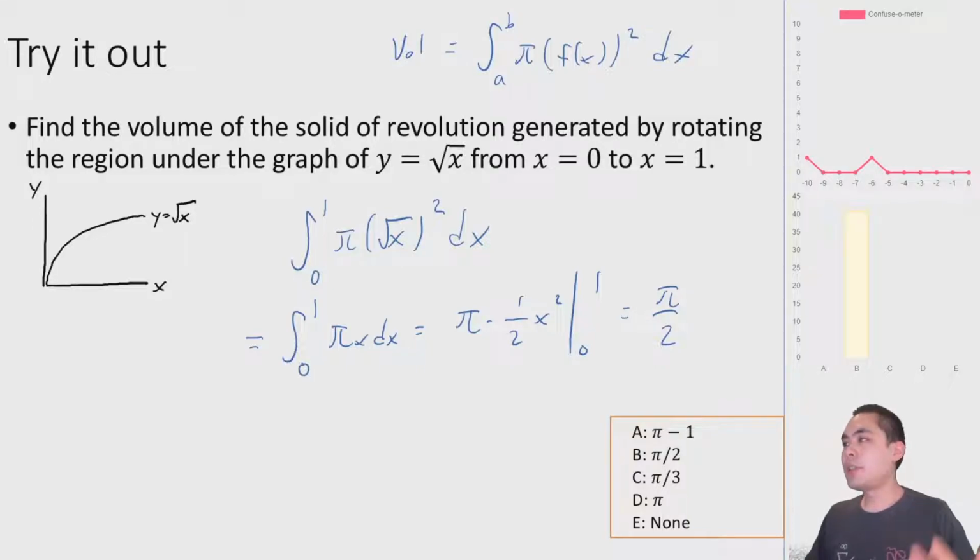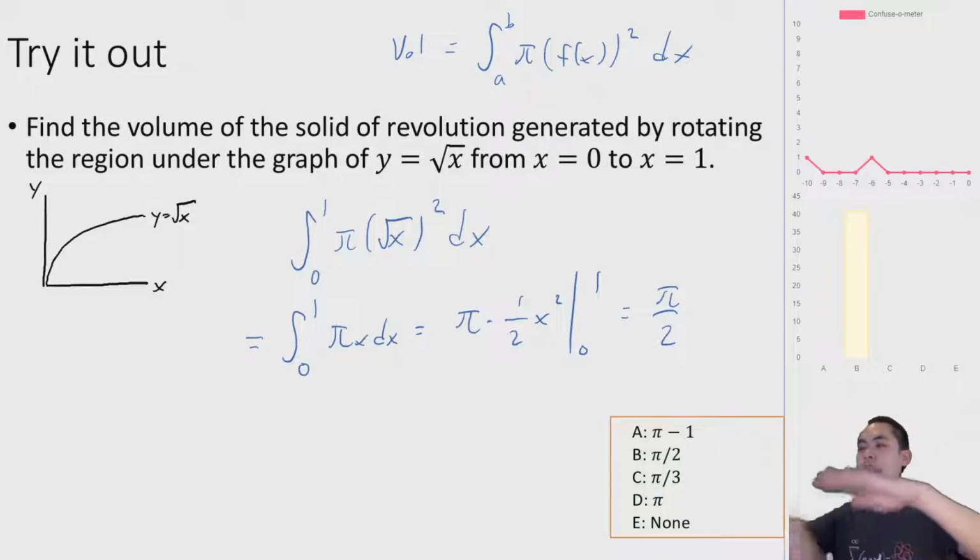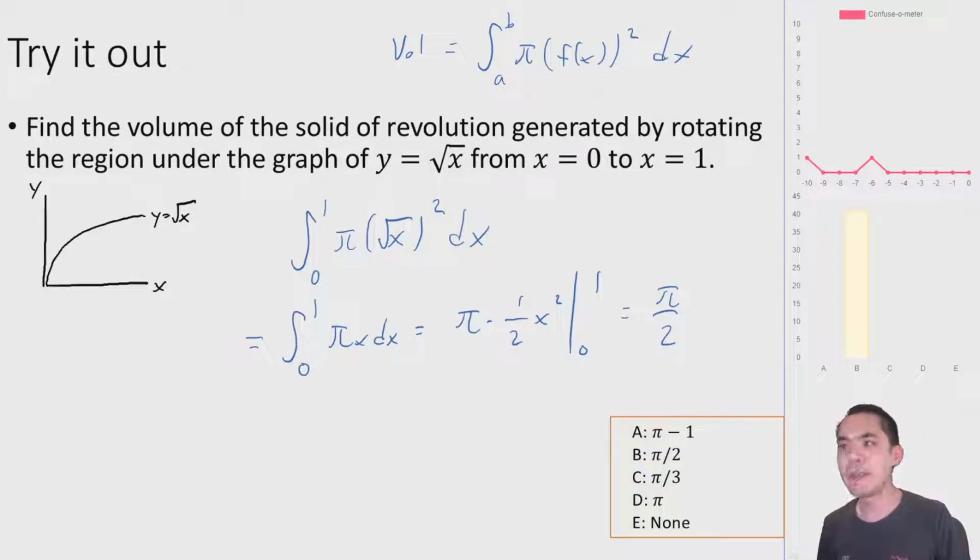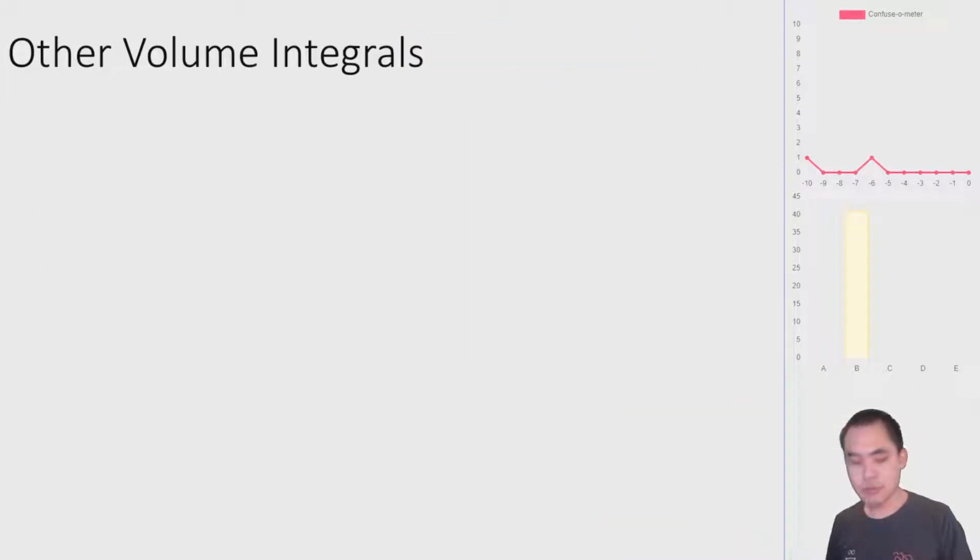Now, someone asked in chat earlier, well, this only works for things that are cylindrically symmetric, right? So things that you're rotating around an axis, like a vase. But it's not particularly helpful for things that aren't solids of revolution. Now, what can we do for these other volume integrals?